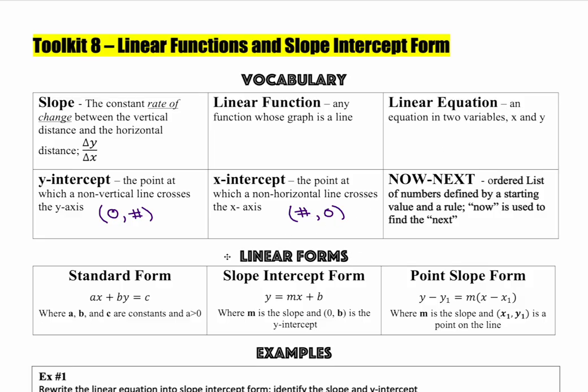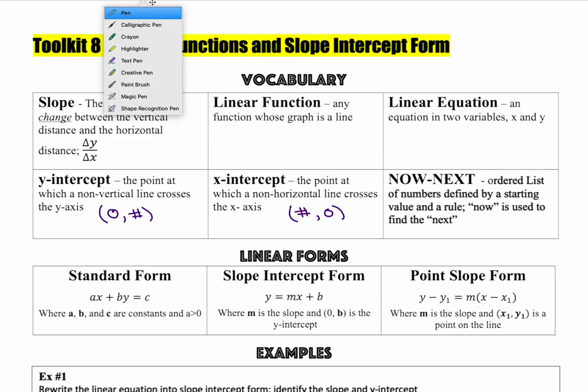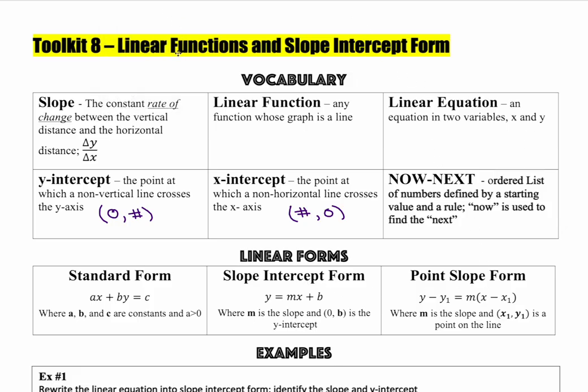We have three linear forms that we're going to look at. We have standard form, slope-intercept form, and point-slope form. All three forms are forms to do the exact same equation. They just look different because they give you different information from the forms themselves. So the main form we will focus on is going to be the slope-intercept form.